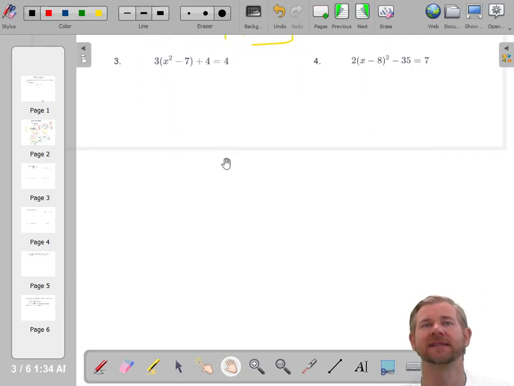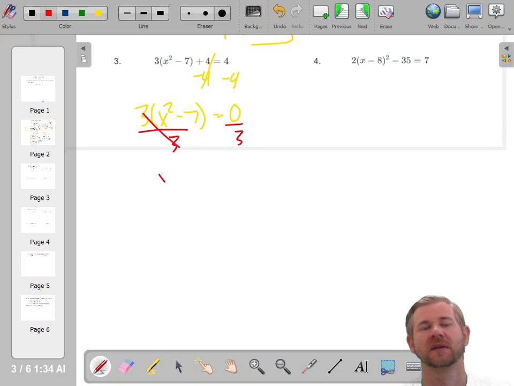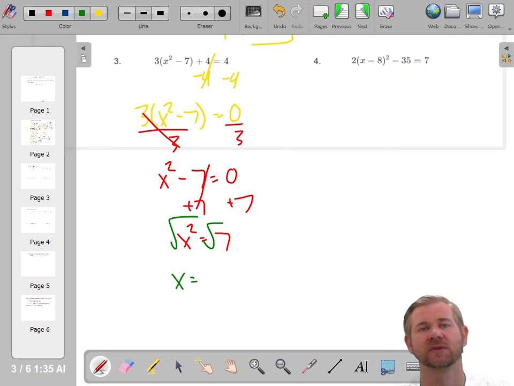And this one's going to be kind of similar. When I add or subtract 4, x squared minus 7 equals 4 minus 4 is 0. I'll divide by 3. X squared minus 7, 0 divided by 3 is 0, and then I'll add 7. Now I have x squared by itself, so I get x equals plus or minus radical 7.